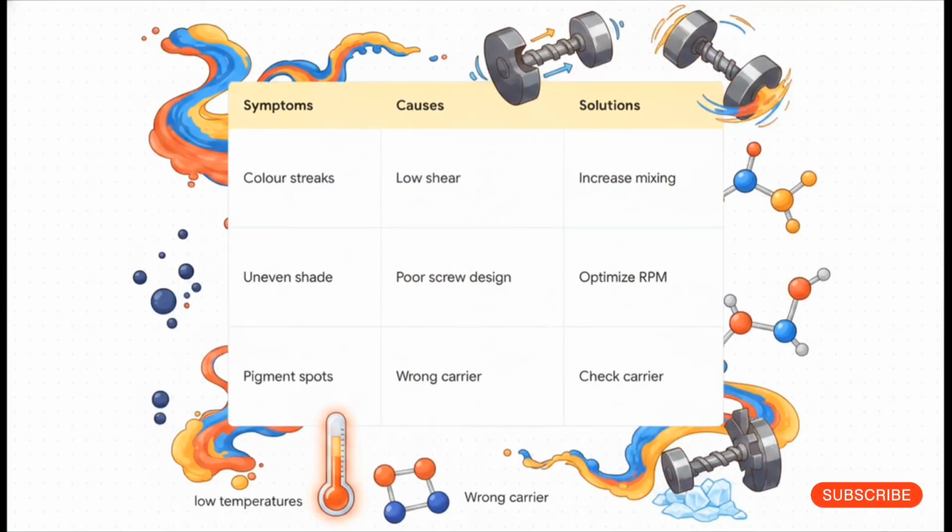Next up, problem 3, poor dispersion. This usually shows up as color streaks, an uneven overall shade, or these really concentrated pigment spots. This is almost always a mechanical or compatibility failure. You're likely dealing with low shear forces, maybe a poor screw design that just isn't kneading the material properly, an incompatible carrier resin, or processing temperatures that are way too low to melt the carrier effectively.